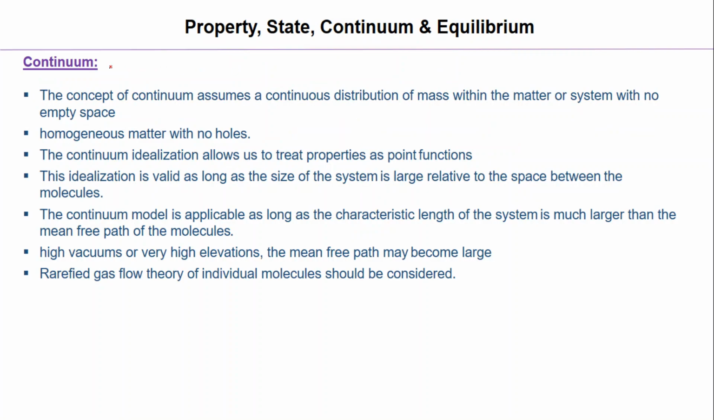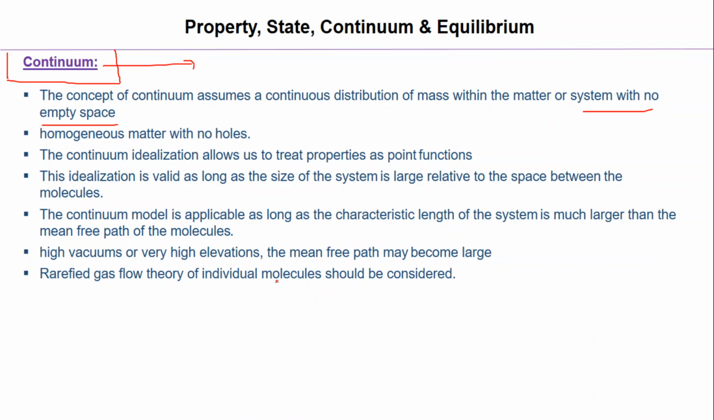Now the next property is the continuum. Continuum property is very similar to the macroscopic and microscopic properties we discussed. So continuum is macroscopic, meaning we are dealing with the system from a larger perspective. We are saying that when there is a distribution of matter or mass within the system, it does not have any empty space, meaning there is no jump in the property. If any system is there, its property is the same throughout the system.